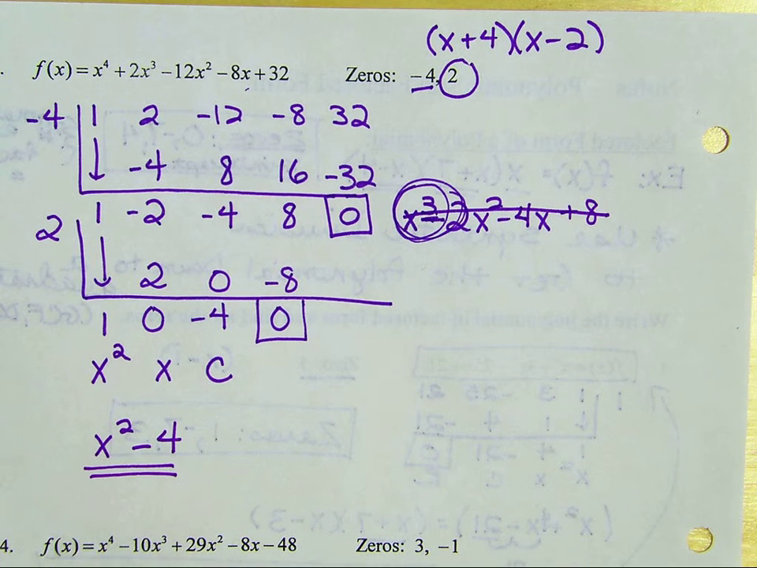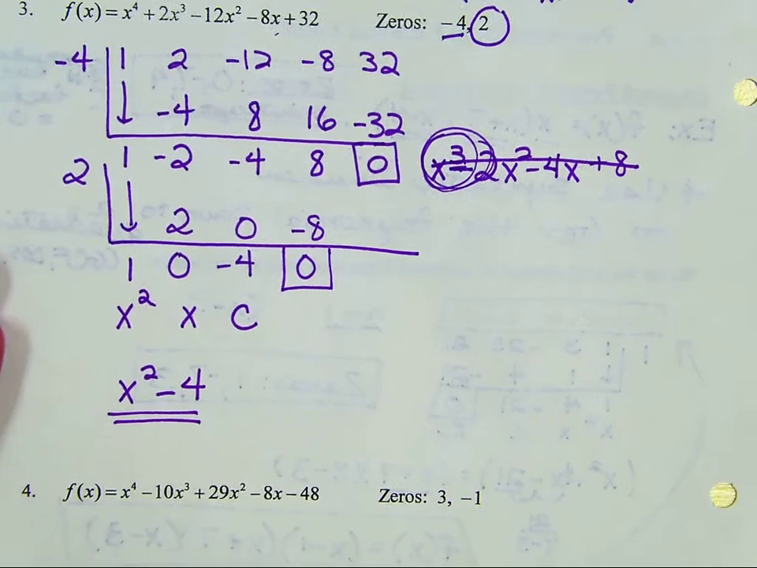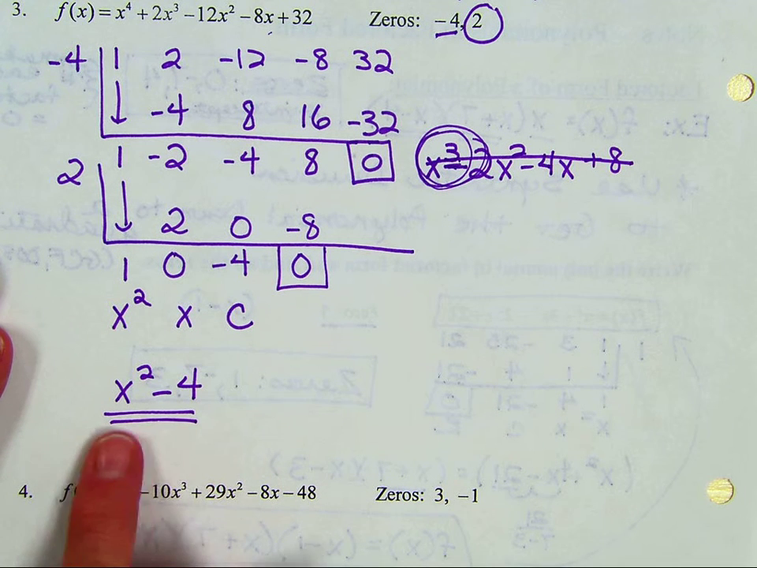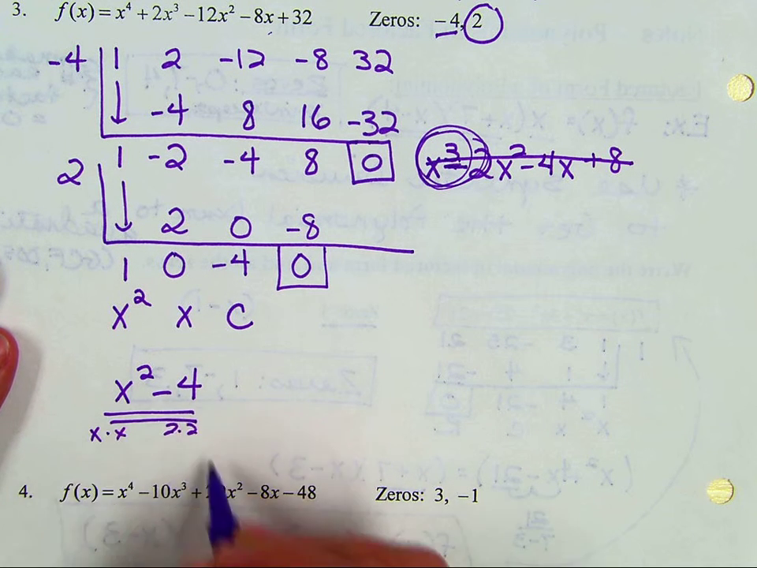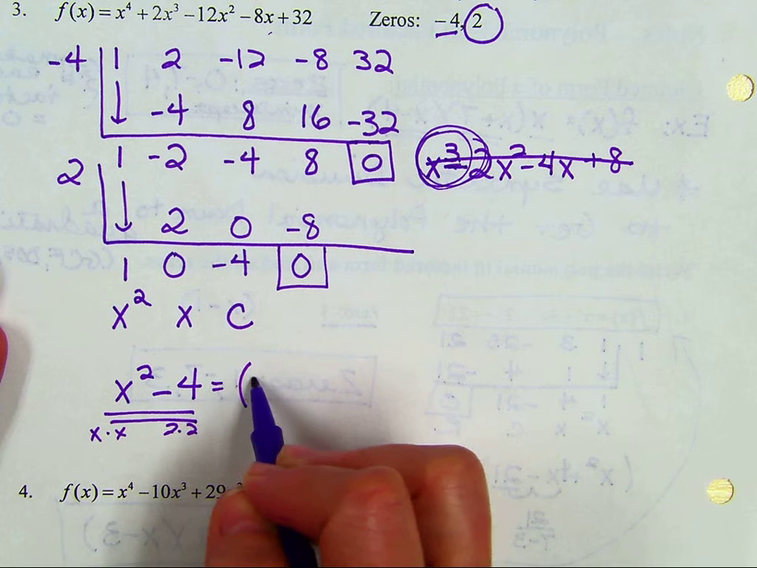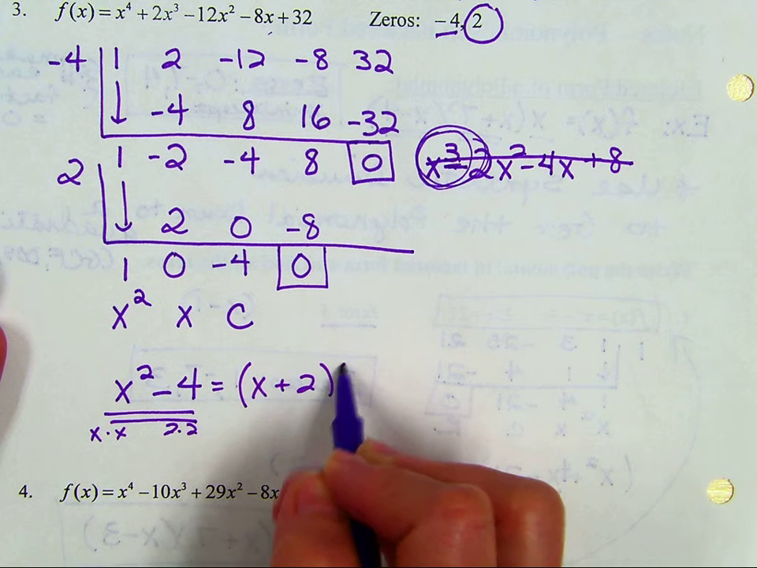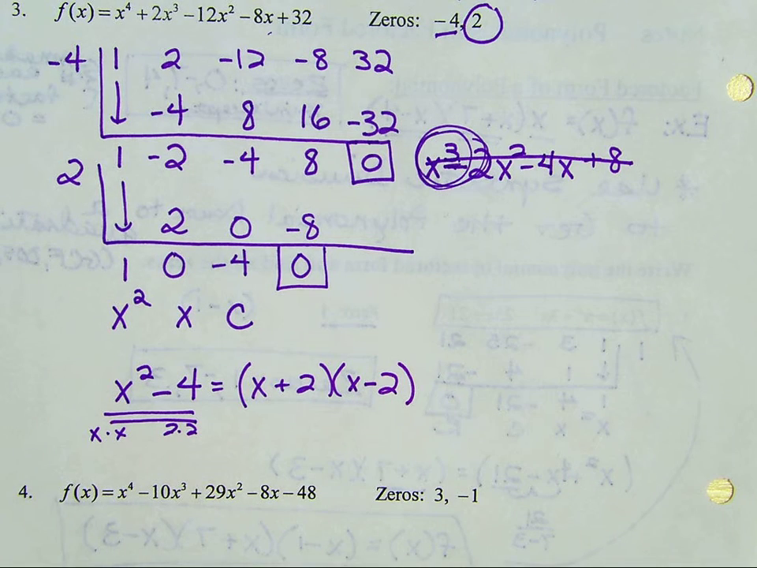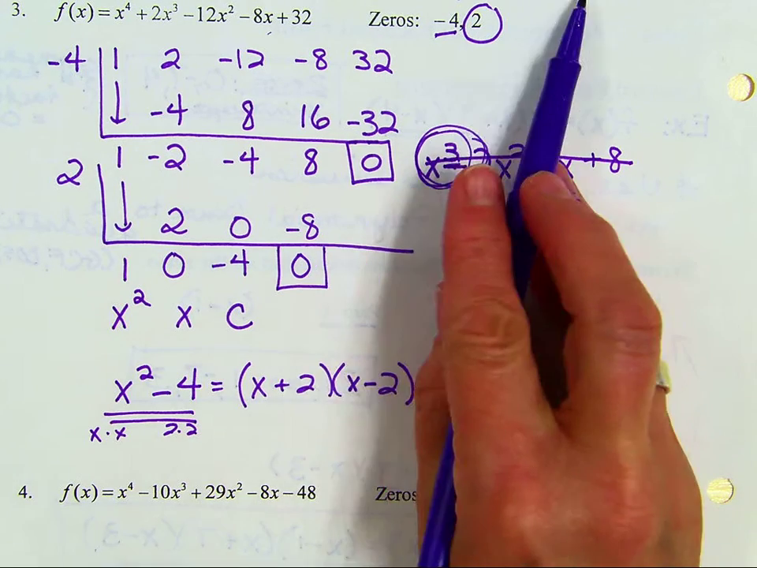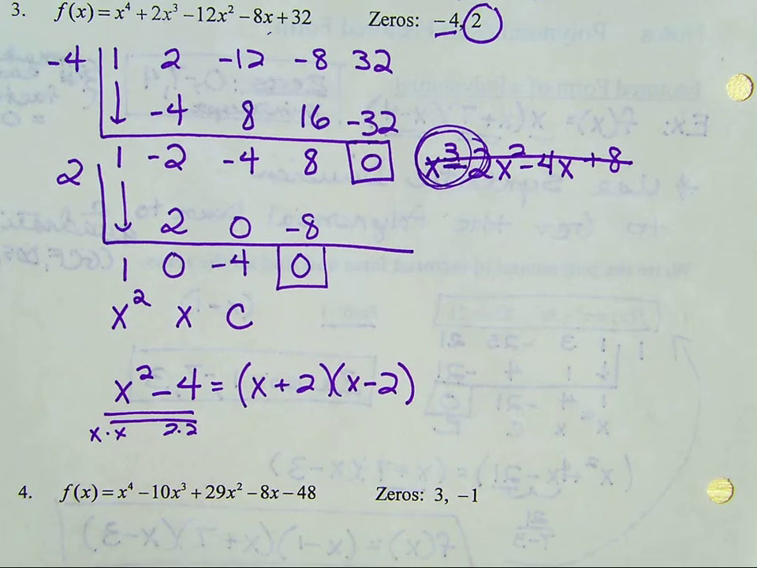All right, well, hopefully we're starting to notice this is a difference of squares, x times x, 2 times 2. So my factored form is x plus 2 times x minus 2. So I now have 1, 2, 3, 4 factors.